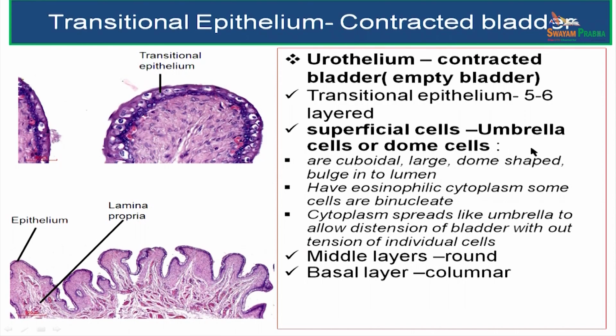Why are they called umbrella cells? It is because the cytoplasm spreads like an umbrella to allow distension of the bladder without tension of individual cells. So, the superficial cells are called umbrella cells. In the intermediate layer you have round or polygonal cells, 2 to 3 layers. Then basal cells or columnar cells. So, in an empty bladder, transitional epithelium is 5 to 6 layered.